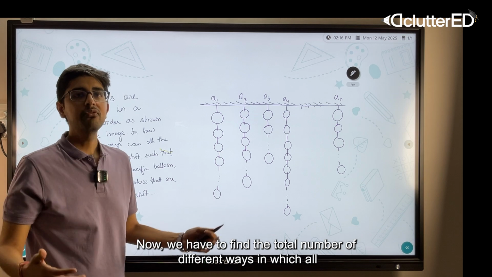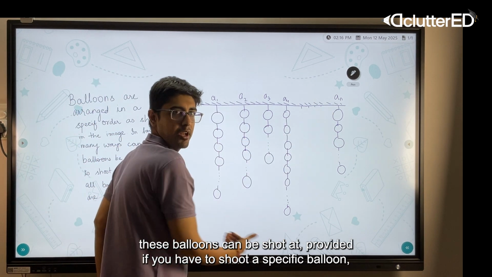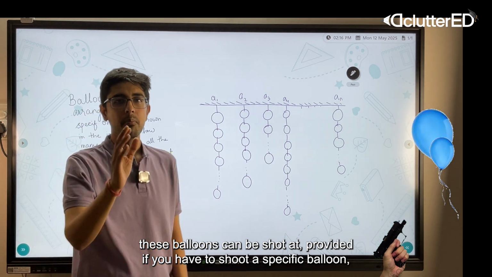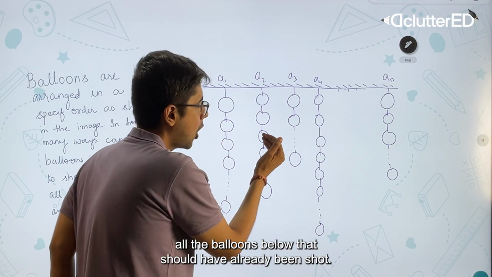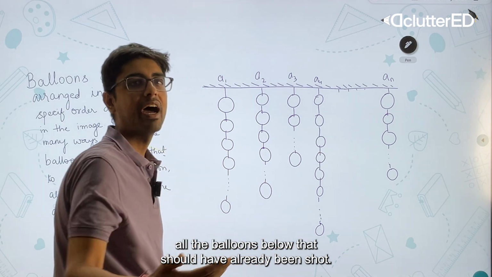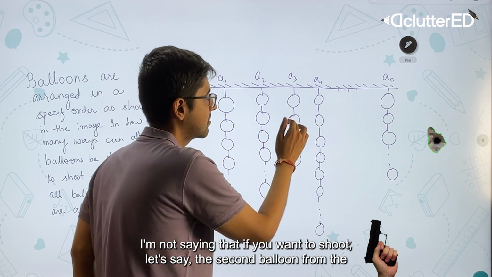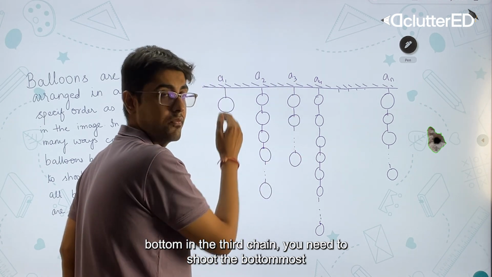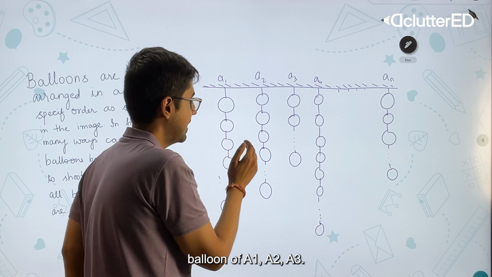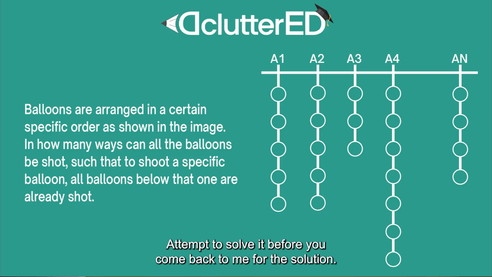Now, we have to find the total number of different ways in which all these balloons can be shot at, provided if you have to shoot a specific balloon, all the balloons below that should have already been shot. I'm not saying that if you want to shoot, let's say, the second balloon from the bottom in the third chain, you need to shoot the bottommost balloon of A1, A2, A3. You need to shoot the bottom balloon of A3 alone. Attempt to solve it before you come back to me for the solution.